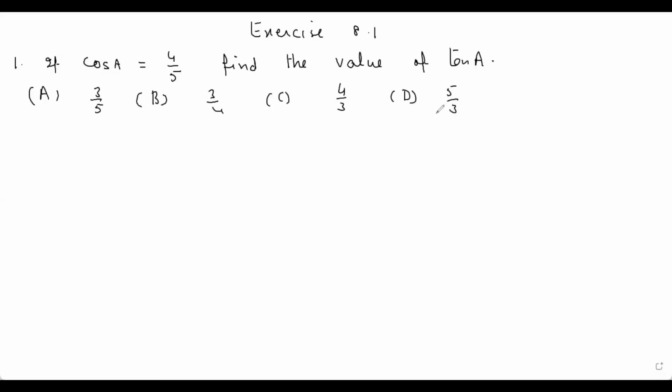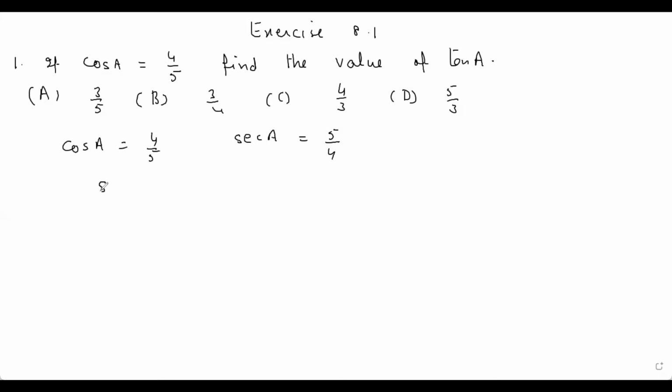Now the first question of exercise 8.1 is, if cos A is equal to 4 by 5, find the value of tan A. You have four options. You have to find the right one. If cos A is equal to 4 by 5, then sec A is equal to 5 by 4.